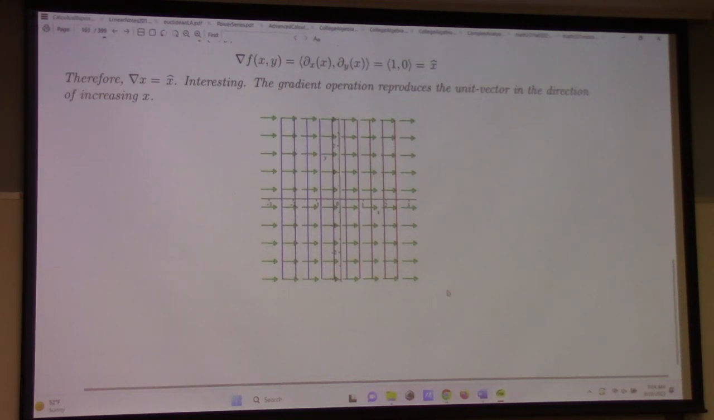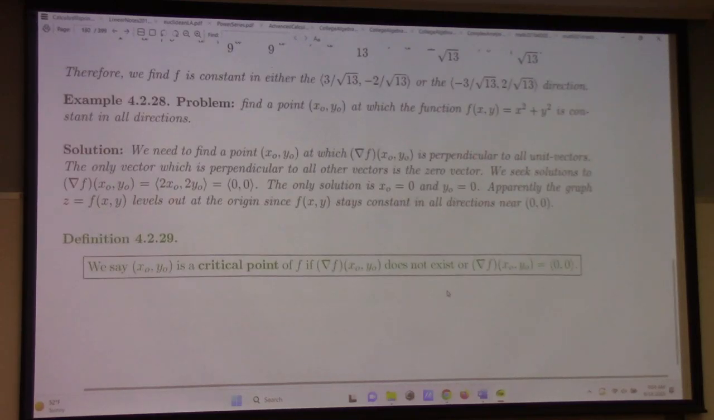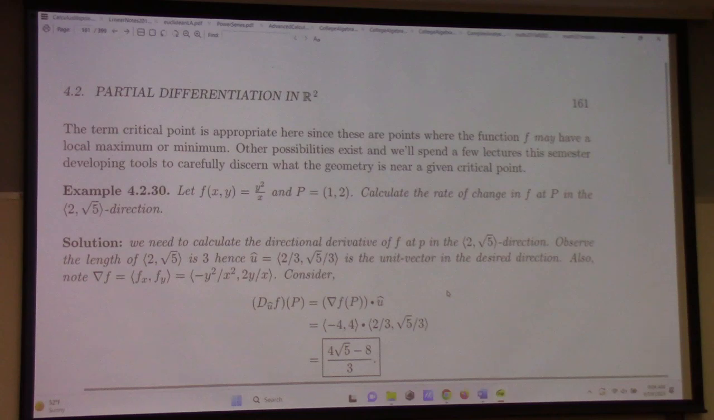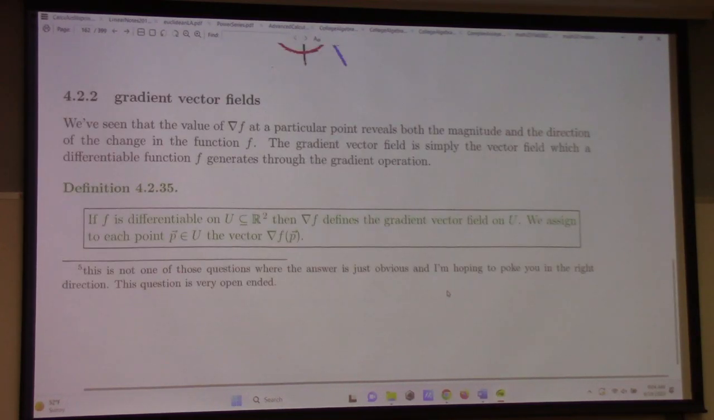I said go, let me go down. Ah, the double scroll has got me. Sorry, guys.